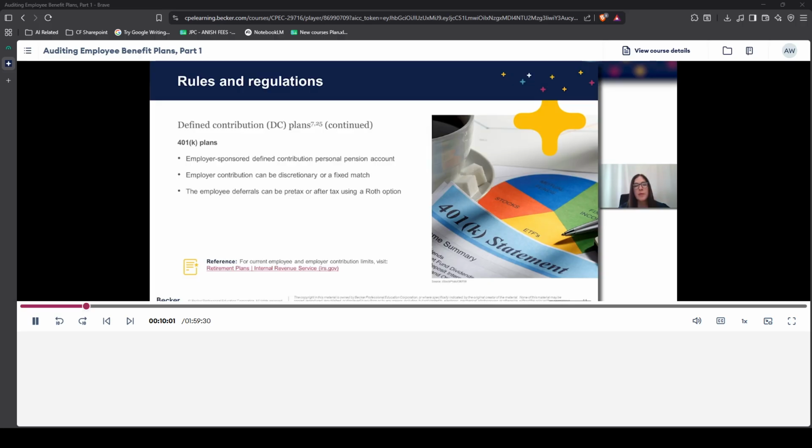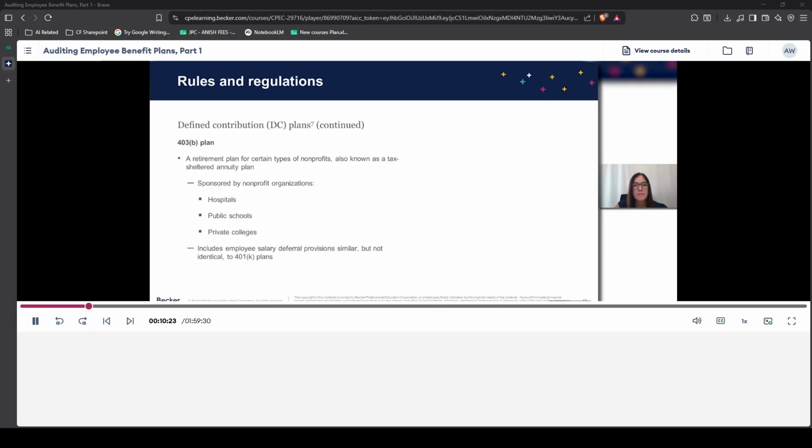One of the advantages for a 401k plan is that the system of funding can be shared between the employee and the employer because the plan allows for both types of contributions. 401k plans are by far and away the most common type of defined contribution benefit plan.